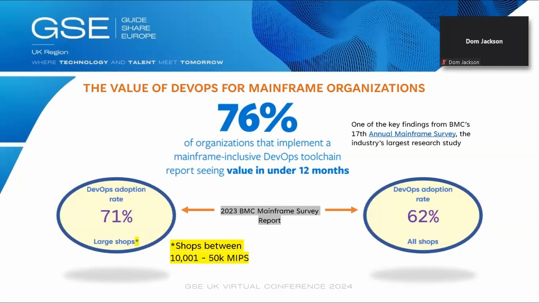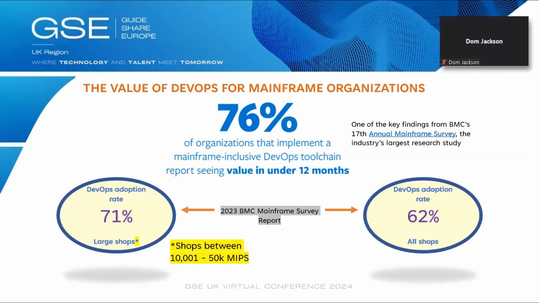Now, as per the 2023 BMC mainframe survey report, 50% of respondents to the 2019 survey reported the use of DevOps practices on the mainframe. And this number has actually risen to 62% in 2023, which is quite a significant increase.